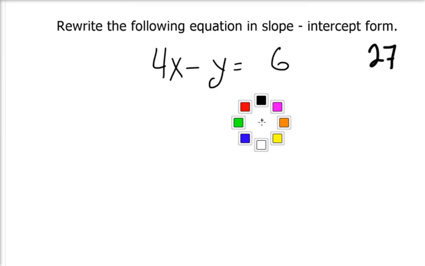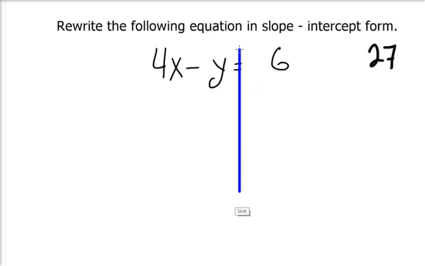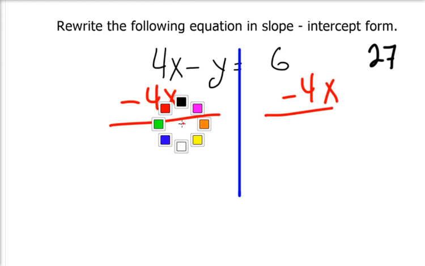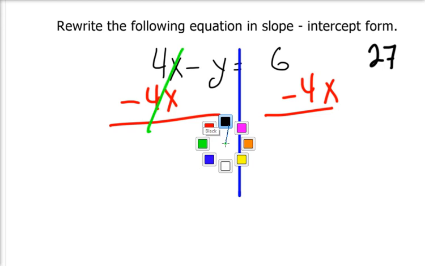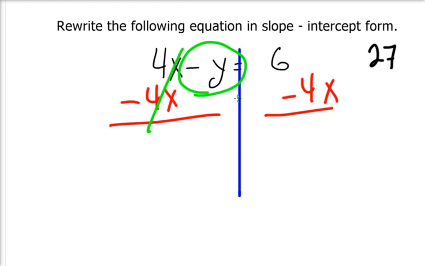Okay, so last one. This is question 27. Again, we're solving for y, and in this case, it happens to be a negative. So I want to get rid of this 4x on the left. The opposite of having 4x is subtracting 4x on both sides. So plus 4x minus 4x is the same thing as not having any x's. And all I have on the left is this -y.